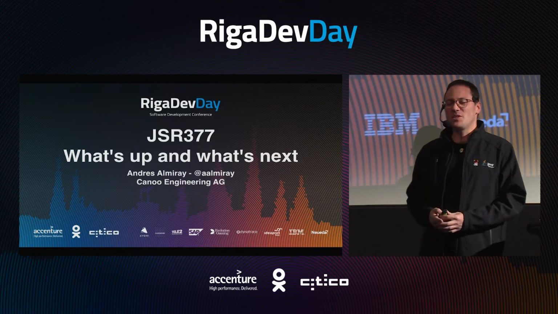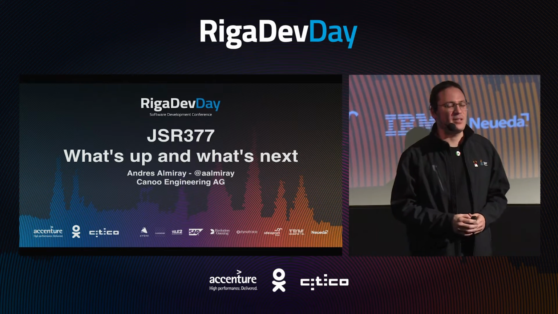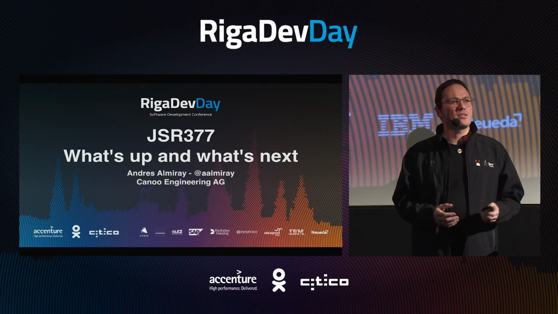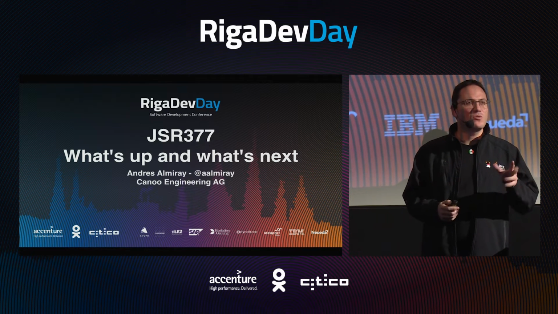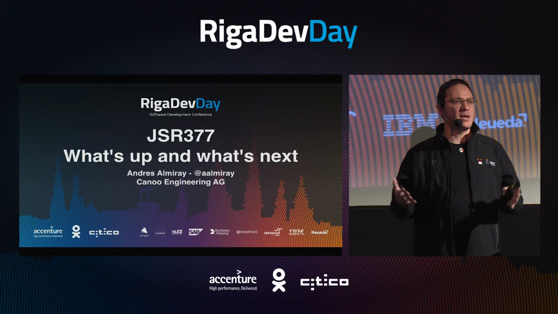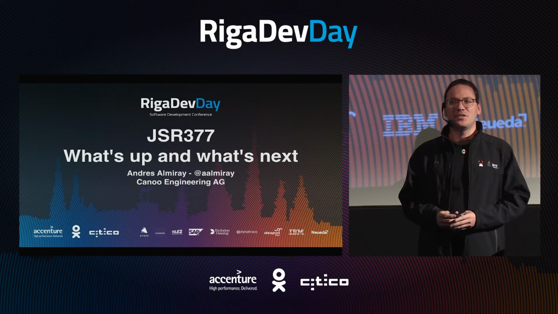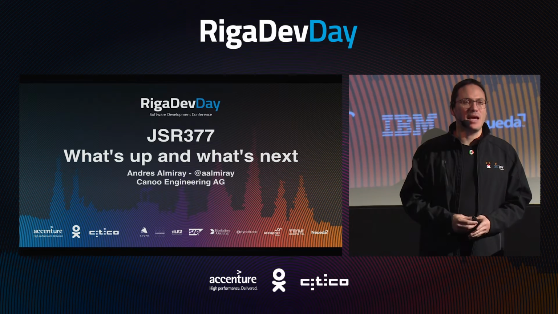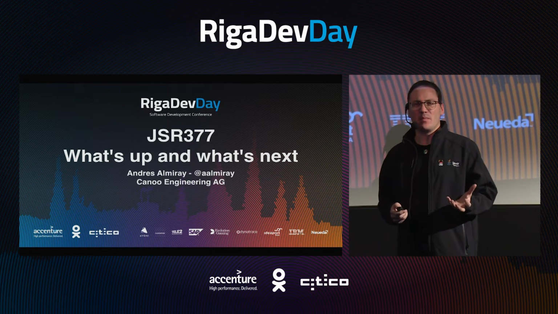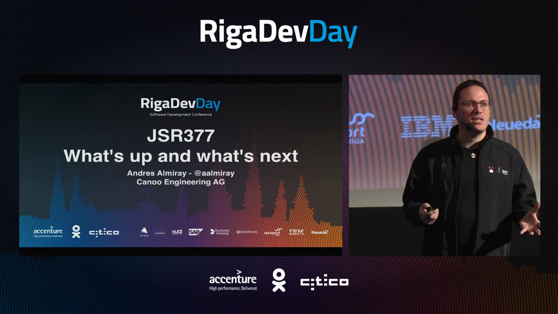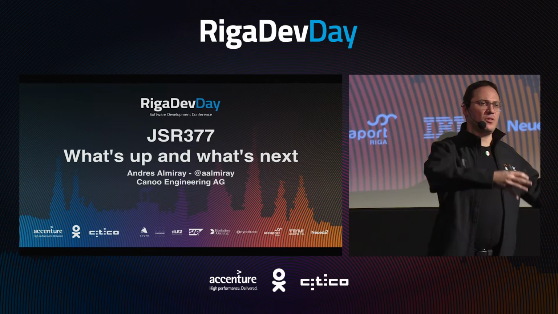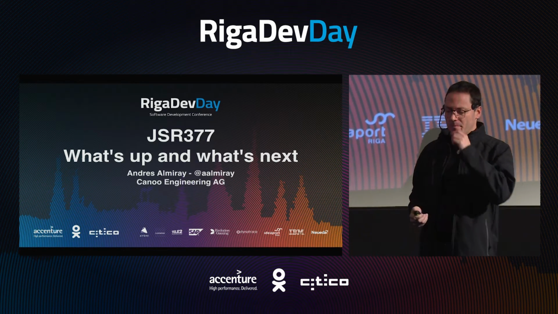Anyway, the topic of today is JSR377: what's up and what's next? For those of you who don't know, JSR377 is a brand new JSR, kind of new, that tries to come up with an API for standardizing desktop and embedded application development. So it's not just, I think on the program it was listed as IoT and embedded devices. Of course, we might cover some of that, but it's mostly on the desktop side as well.